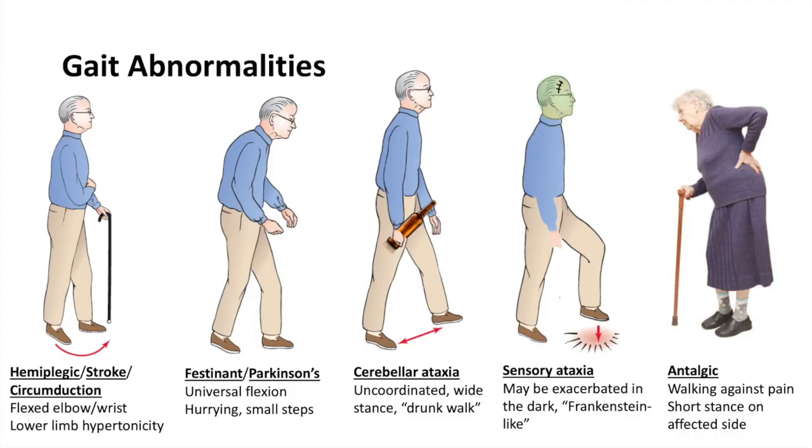So we've got some gait abnormalities. So there might be circumduction with a hemiplegic or stroke, and so the person is going to take their foot and sort of swing it around the other foot.